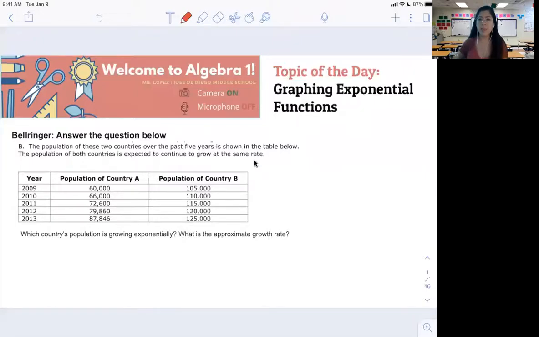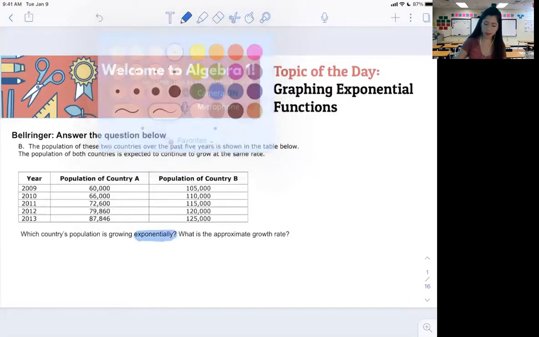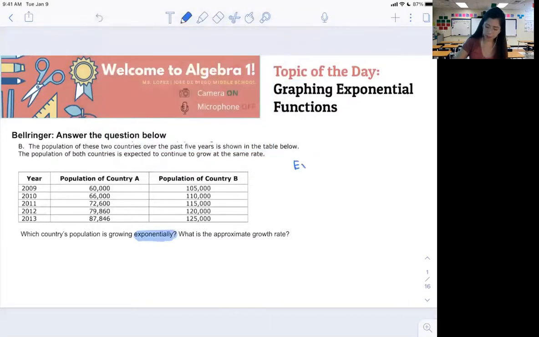So can anybody tell me what I can do? What's the strategy for figuring out if something is growing exponentially? Multiplication. Okay, so I heard a couple of things. First of all, multiplication. We know that exponential functions grow by multiplying. It's all about multiplication.